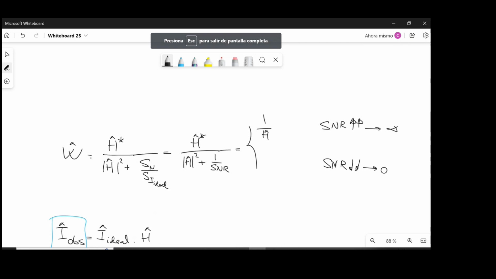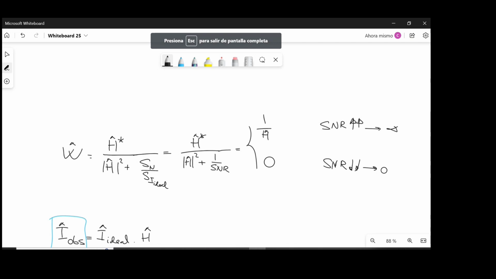What happens with SNR, the signal to noise ratio, going to 0? If it goes to 0, this term goes to infinity, and then I'm dividing by infinity, so this goes to 0. And that makes sense. If there is a frequency where you trust your signal a lot, just divide by the kernel. If you have a frequency for which you have much more noise than signal, then simply forget about it, put it to 0.